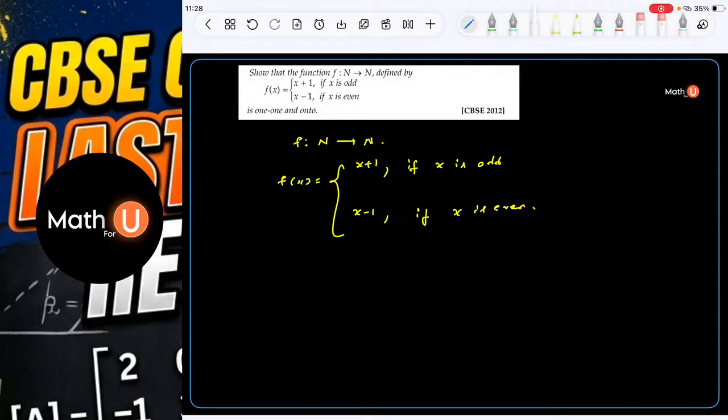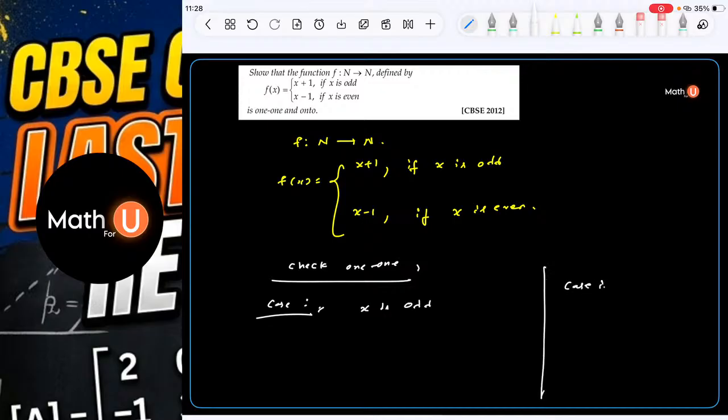There are two cases. To check one-one, check for a one-to-one function. There are two cases. Case 1, x is odd, and case 2, x is even. Consider any two values, x1, x2 belonging to natural numbers. These x1, x2 are odd numbers.